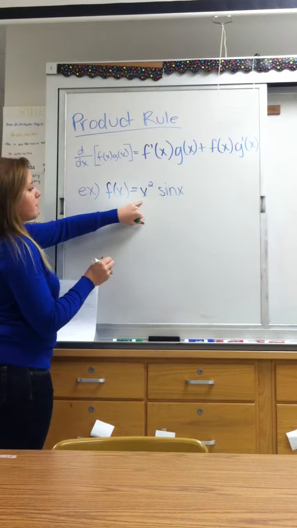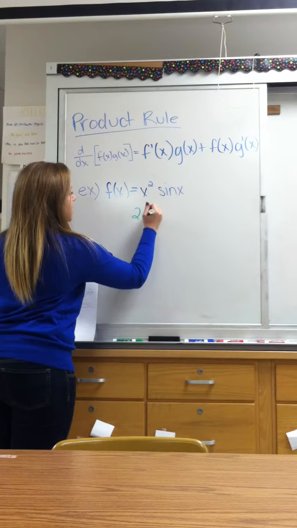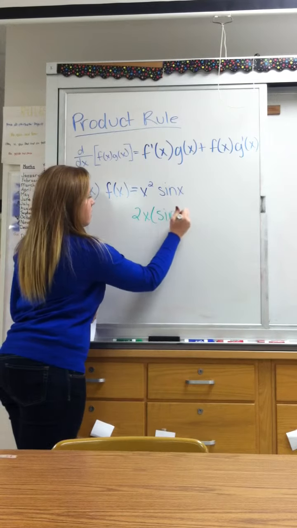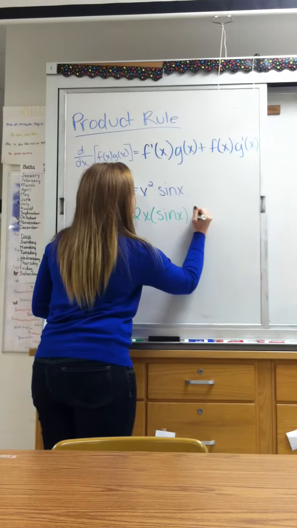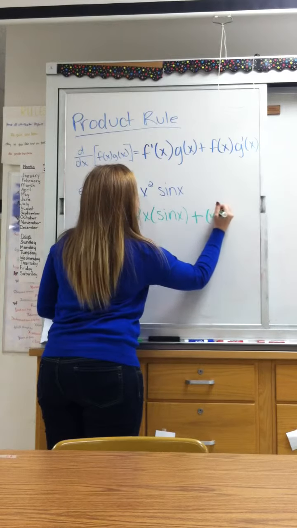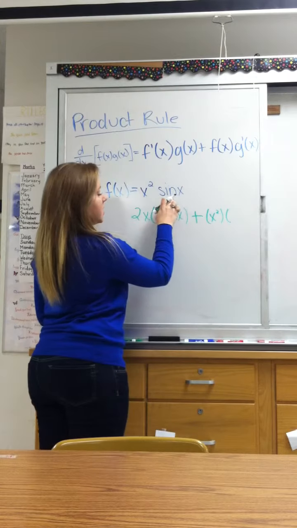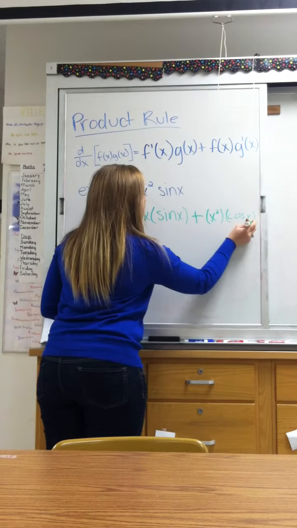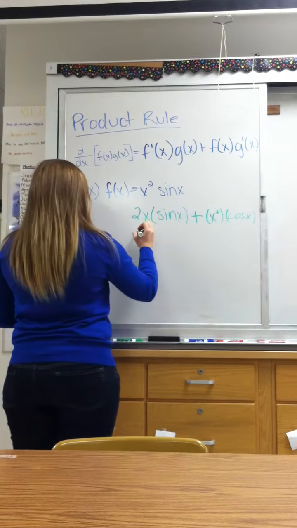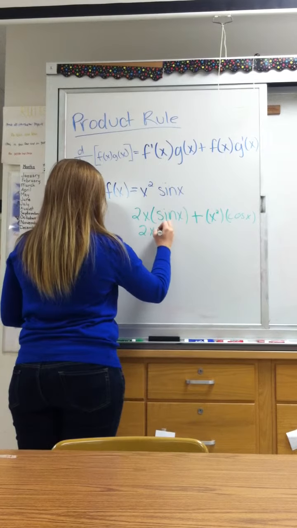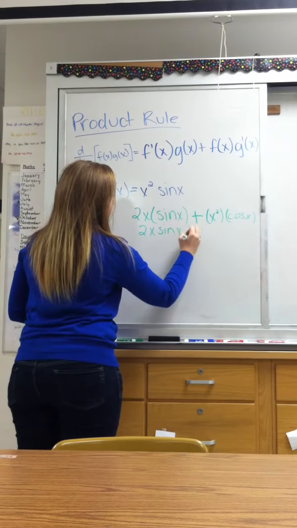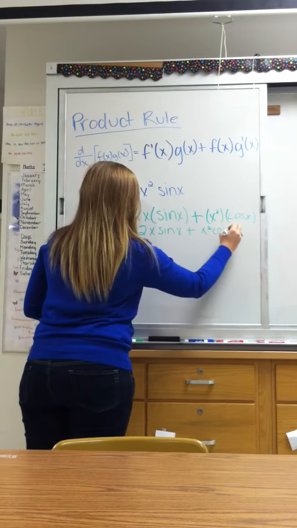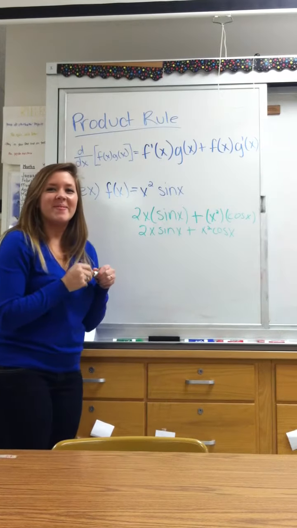So when taking the derivative of the first, it would just be 2x. And then you're going to times it by just the second as it is, so sine of x. Then you're going to add the first as it is, x squared, times the derivative of your second, which the derivative of sine x is cosine x. And then you're just going to multiply it all out again, which is 2x sine of x plus x squared cosine x. And then you're done.